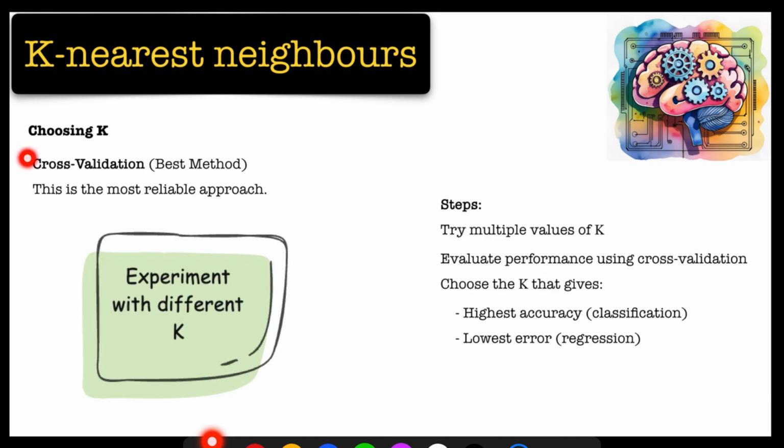The best method for choosing k is cross-validation. This is the most reliable approach, which is just to experiment with different k. We try multiple values of k and evaluate performance using cross-validation. Choose the k that gives the highest accuracy or lowest error.